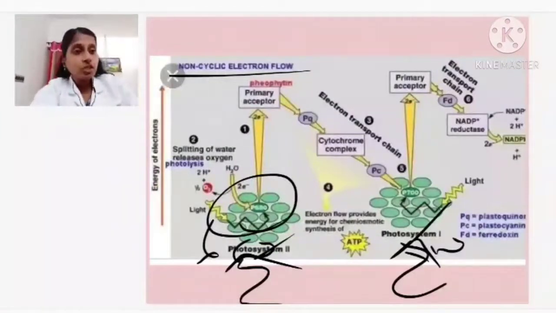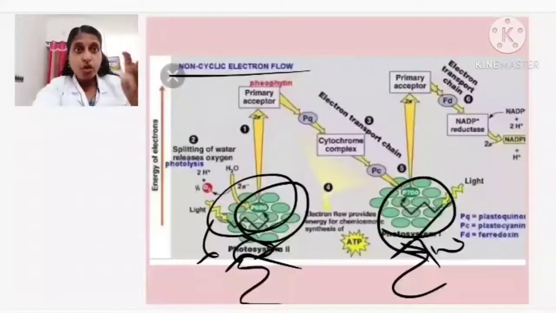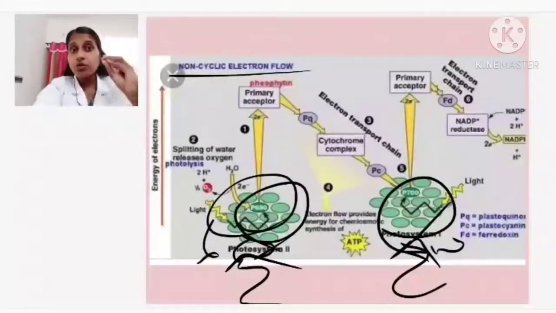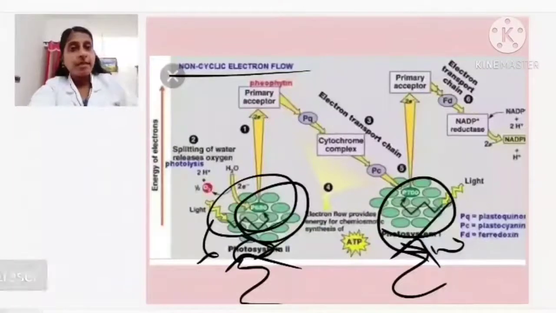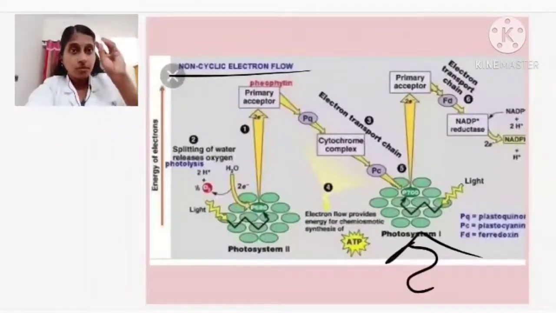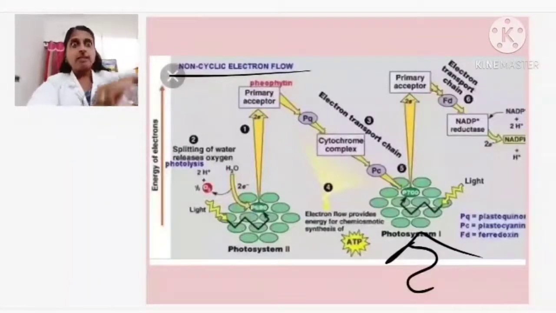So when the light energy is falling on this system, the chlorophyll molecule is getting excited. When they get excited, they are losing energy. They are releasing electrons. So I repeat again, we will start with photosystem 1. When the sunlight is falling on photosystem 1, the chlorophyll molecule which was sitting like this, when the light falls on them, they get excited.